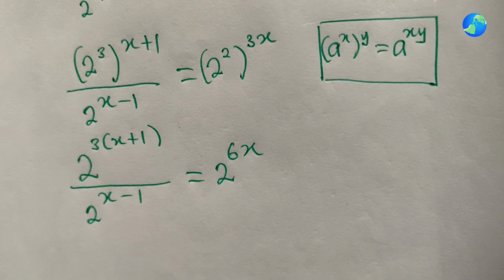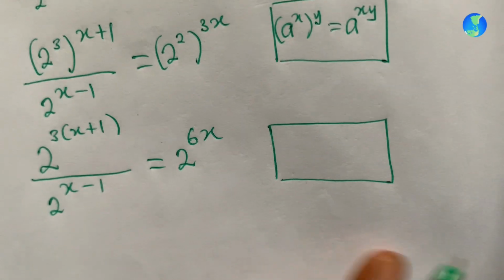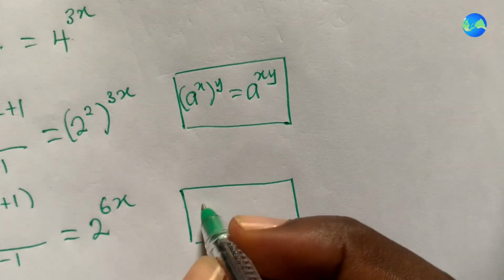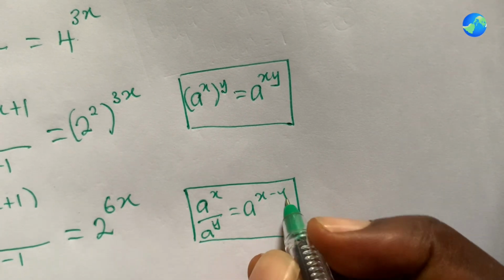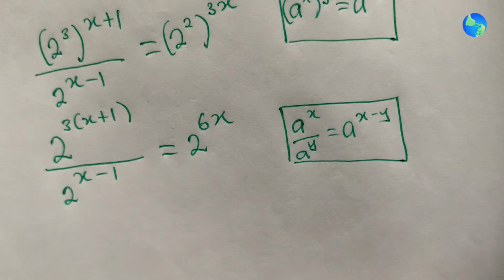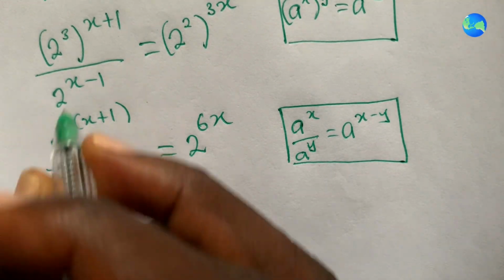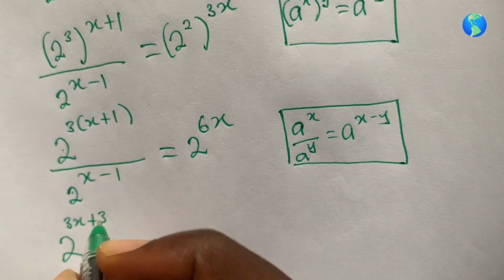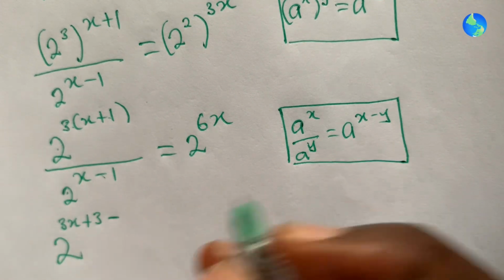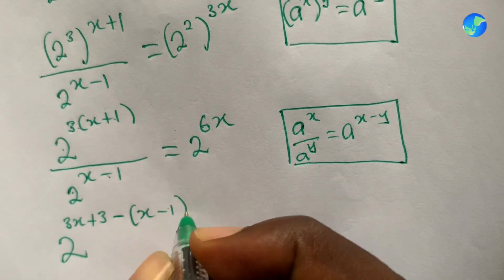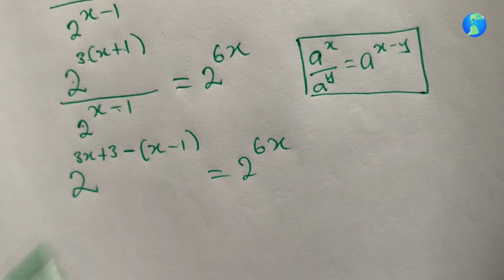So with this, from the law of indices, a quick recap for this part: if I have a^x over a^y, it is the same thing as saying a^(x-y). So I want to use the same rule here. Applying that, we have 2 and 2, so 2 to the power 3, let me just expand this quickly, 3x plus 3 times 1. Then I will subtract whatever I have here based on this rule, which is x minus 1, to be equal to 2^(6x).